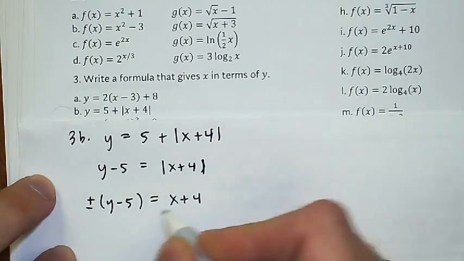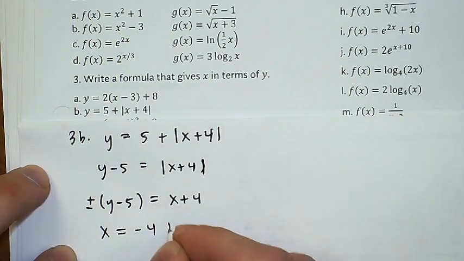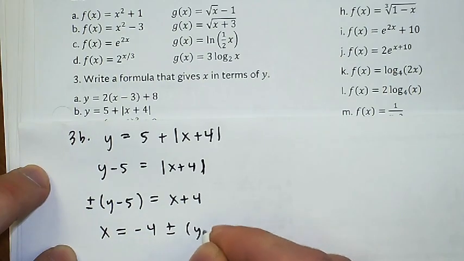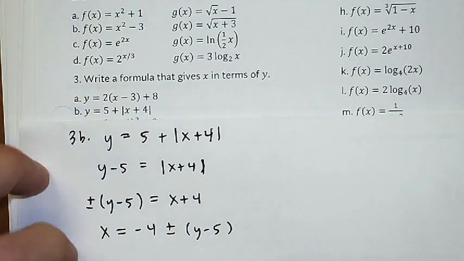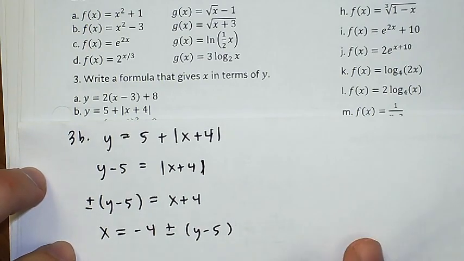But if I'm solving for x, I just need to subtract 4 from both sides, and I'll have x is negative 4 plus or minus the square root of y minus 5. And I mean, you could simplify this if you wanted, but this is a formula that gives x in terms of y.